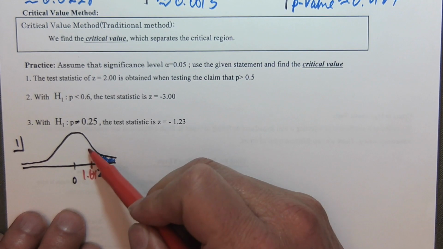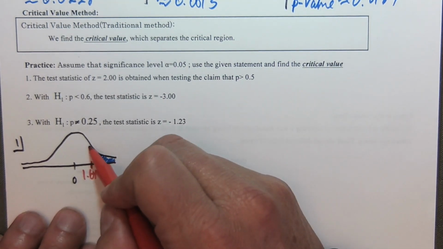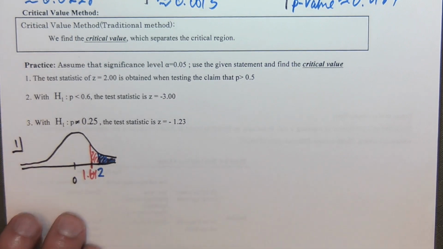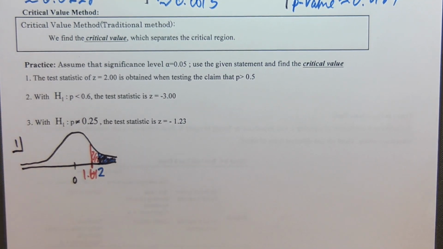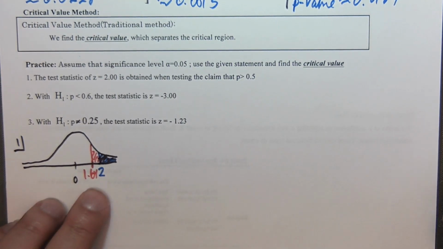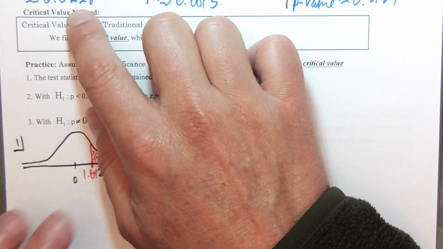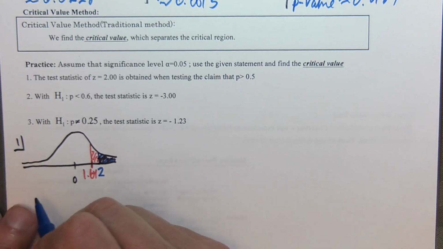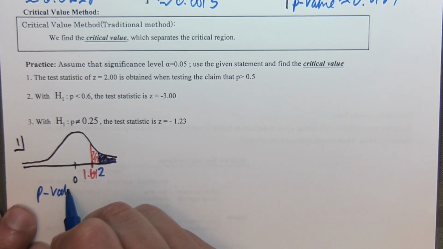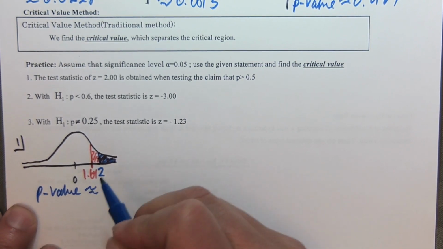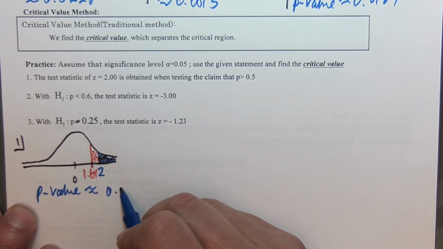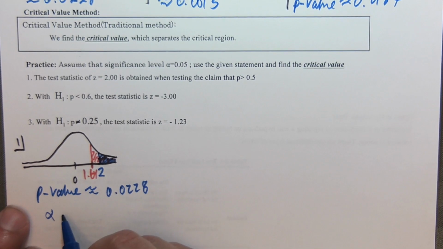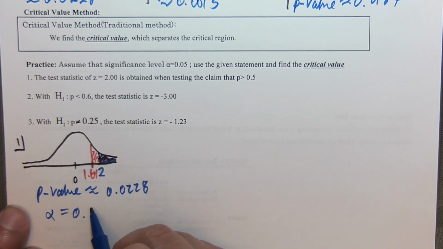And you can see that's actually going to have its own area as well. And that's going to actually be the two things that we'll be checking. So let me find the p-value real quick. Oh, we already found the p-value for number 1. It's right here. So the p-value is about, that's from up here, 0.0228. And our alpha is 0.05.